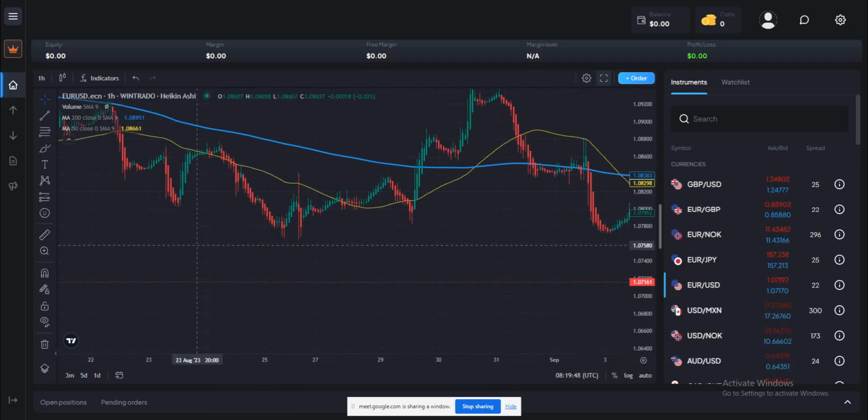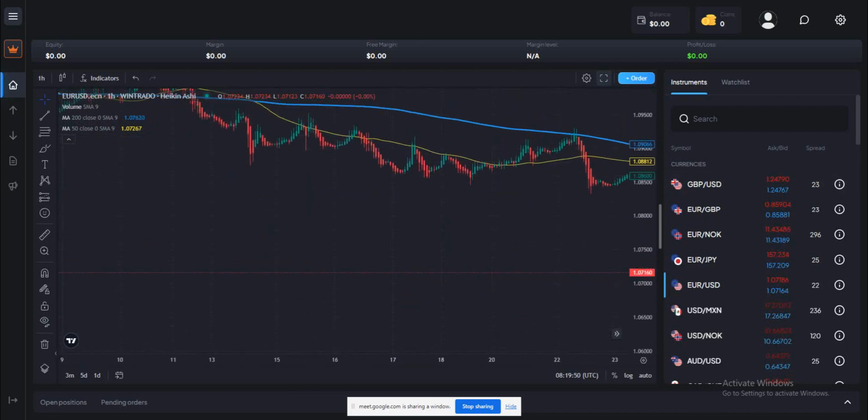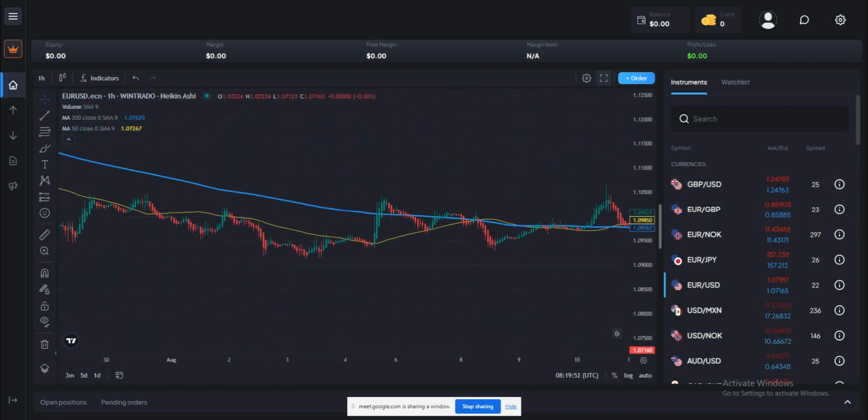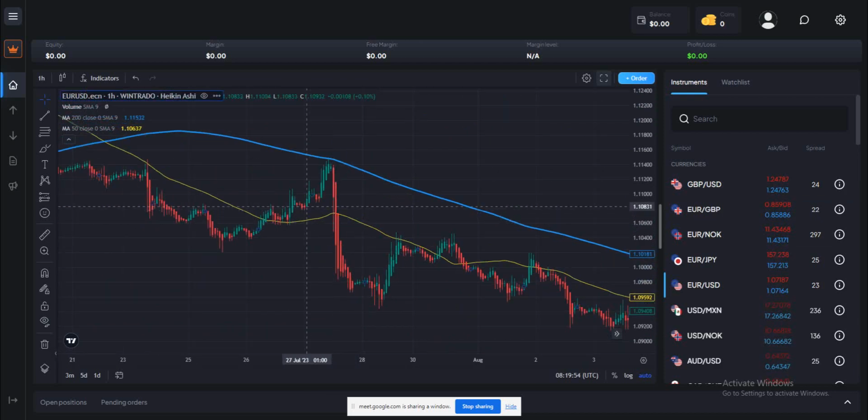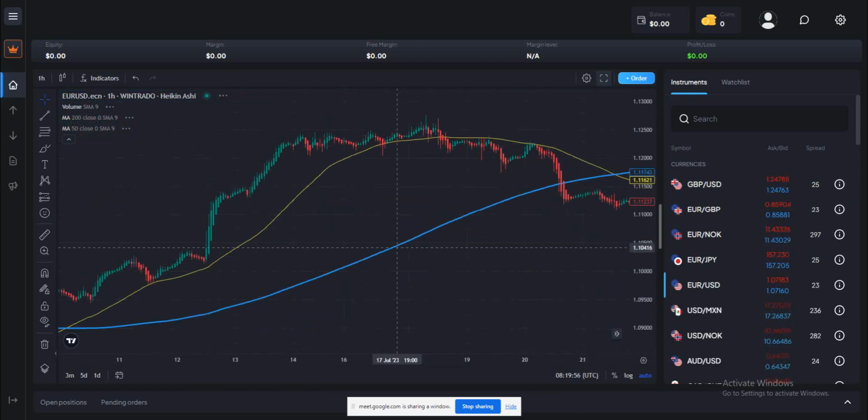So as you can see, the strategy is very easy. It's nothing fancy. It's nothing complicated. You could easily implement it by yourself.